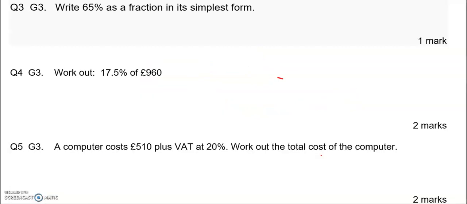Question number 3, we have write 65% as a fraction in its simplest form. So 65% is 65 out of 100, because percent means out of 100. So we can simplify this further, and I can see that I can divide both of these two numbers by 5. So this becomes 13 out of 20.